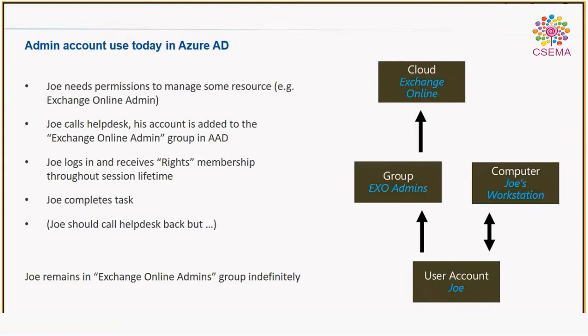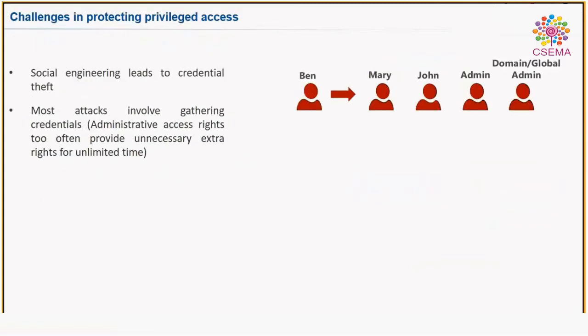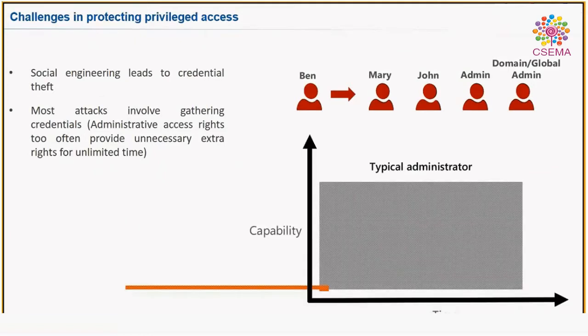So these are the challenges in protecting privileged access, right? I've tried to explain it in a graphical manner, where you can see how social engineering leads to credential theft. You have got privileges, but that account information can be shared with anyone else, and it could go up to the admin level. But these are all challenges. Sometimes you give the permission at a higher level and for an indefinite time.